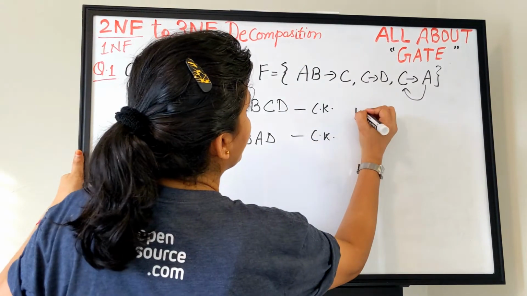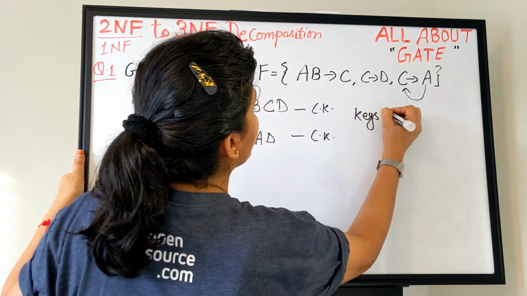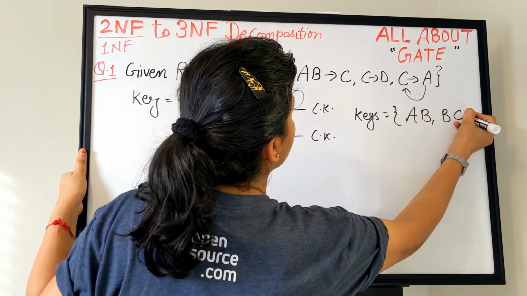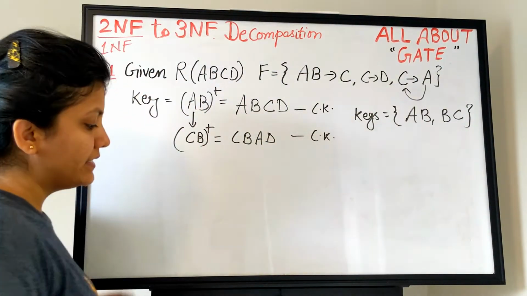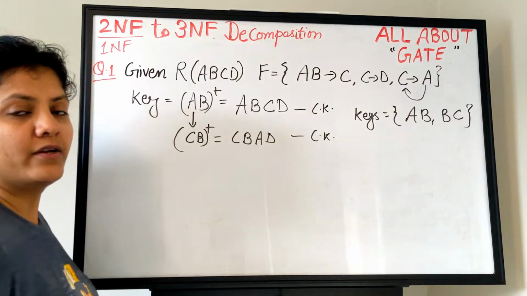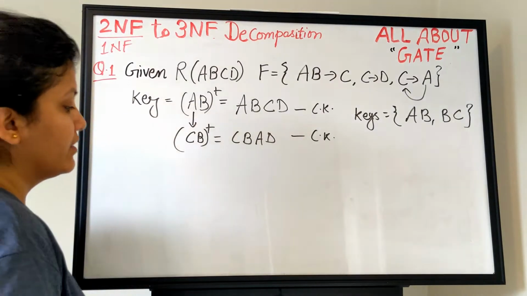So this is one candidate key and this is the second candidate key. What are the keys? The keys are AB and BC. Certainly these are overlapping candidate keys, and because of it, it is not in BCNF. Okay, so let's find it out.